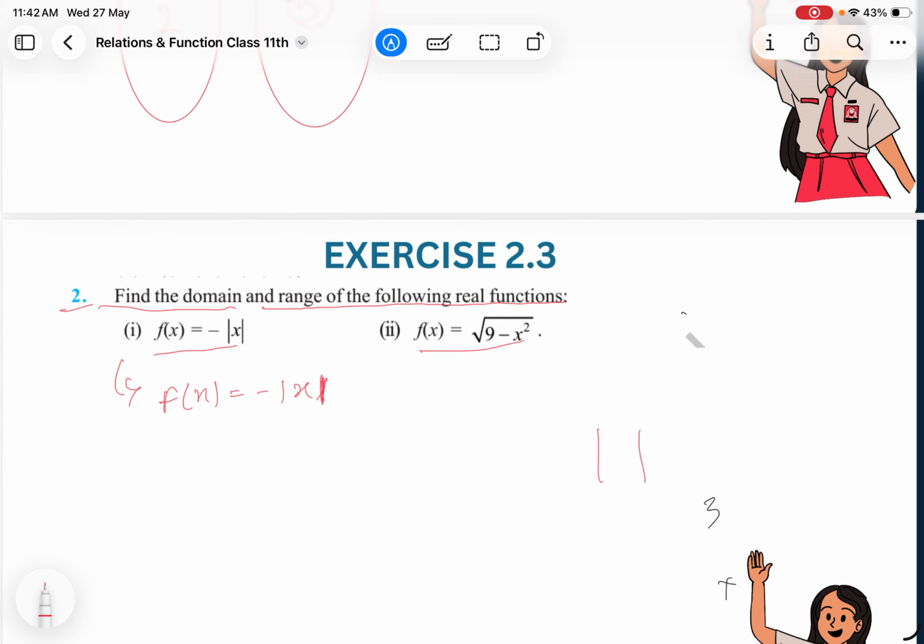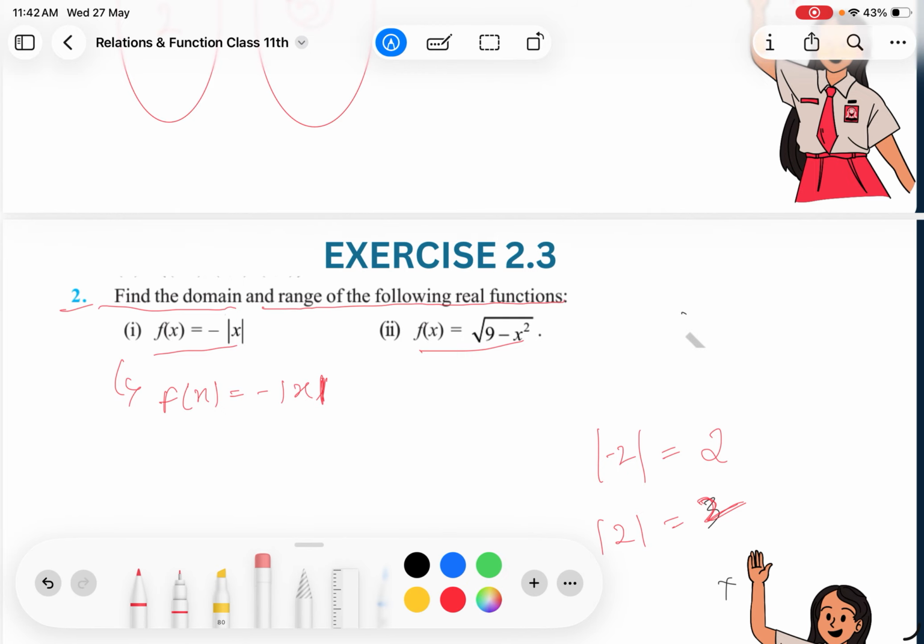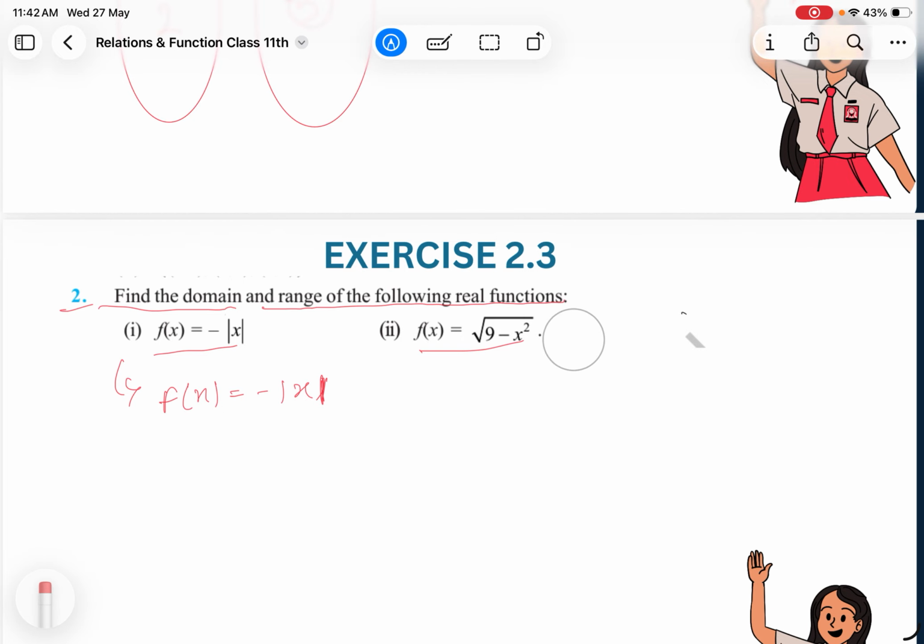Okay, if there is any number in this mod, suppose this is minus 2, then it will convert it into a positive number. And if there is any positive number in this, it will just let it go like this only. So mod is used to convert a negative number into a positive number. That's it. Okay, right. Now we can start solving the question.